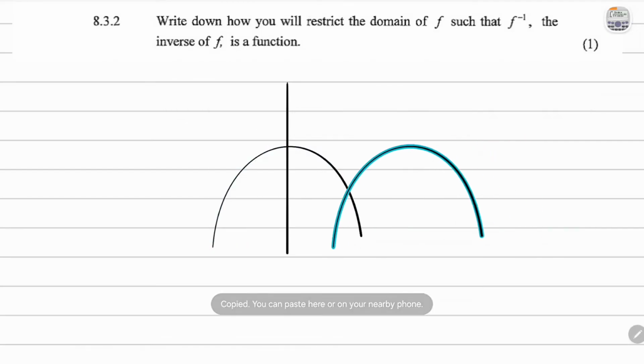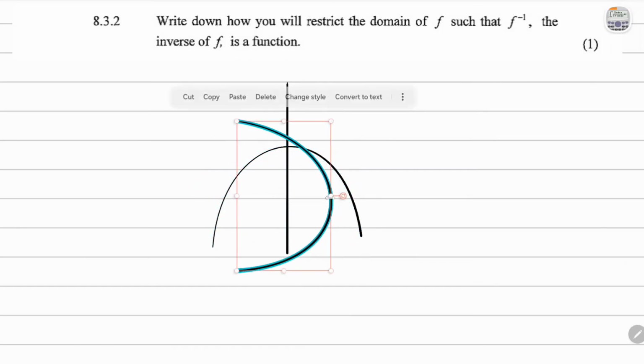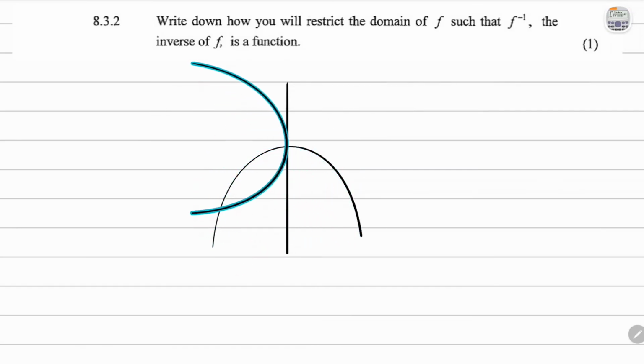So here is your graph. The inverse is going to do whatever your graph is doing, but it's going to do that on the other axis. So if it's facing downwards towards the negative part of the y-axis, the inverse is going to face towards the negative part of the x-axis. So it's going to look something like this, and the graph will look like that.